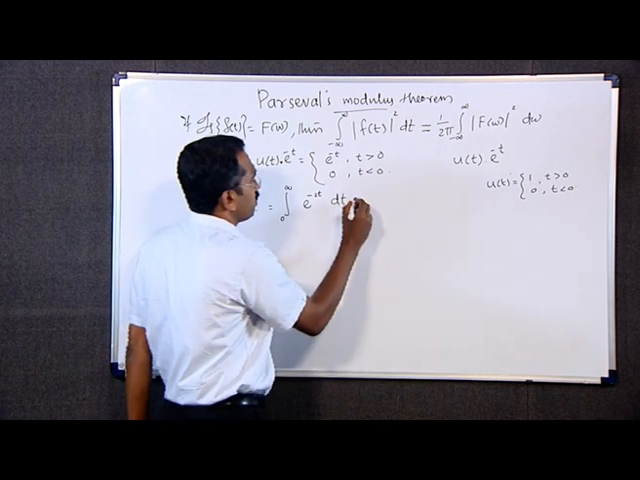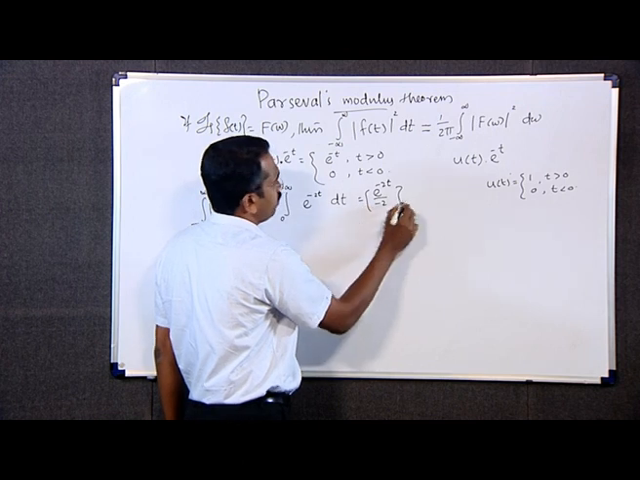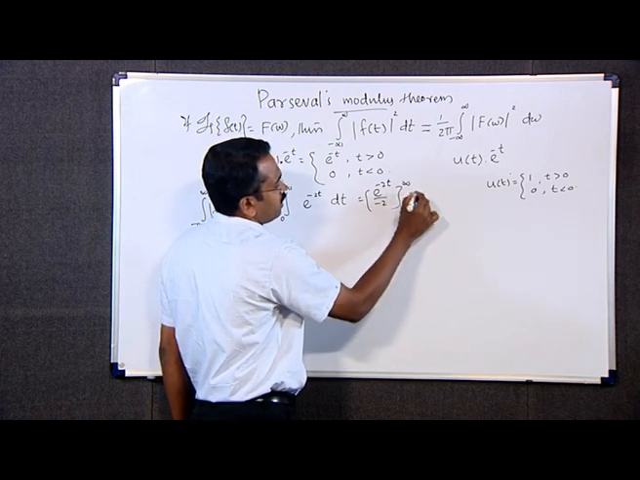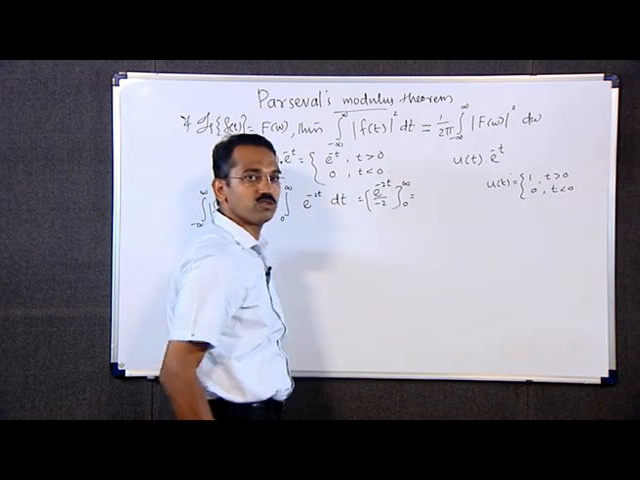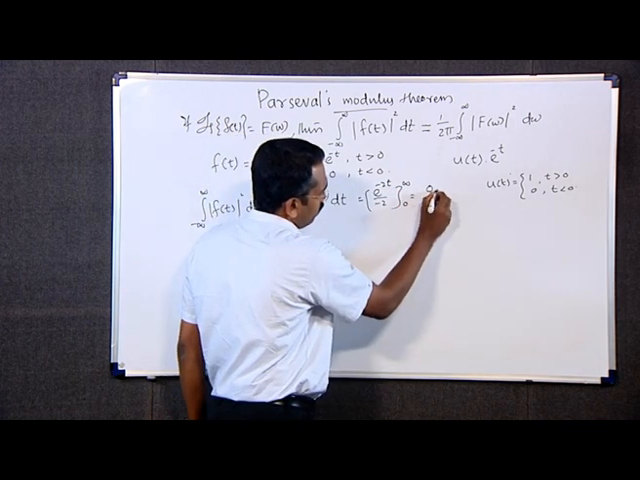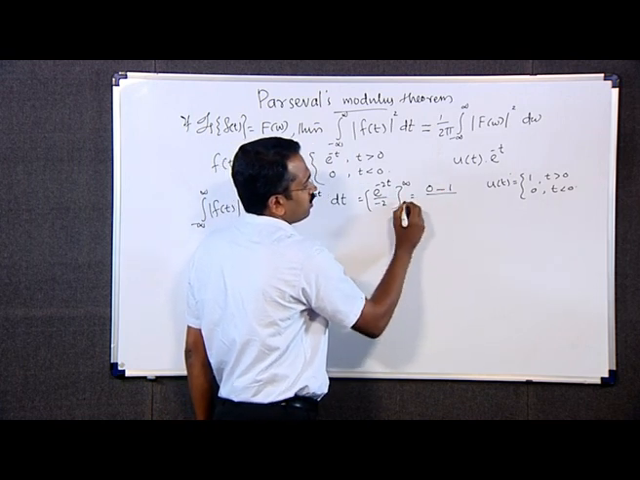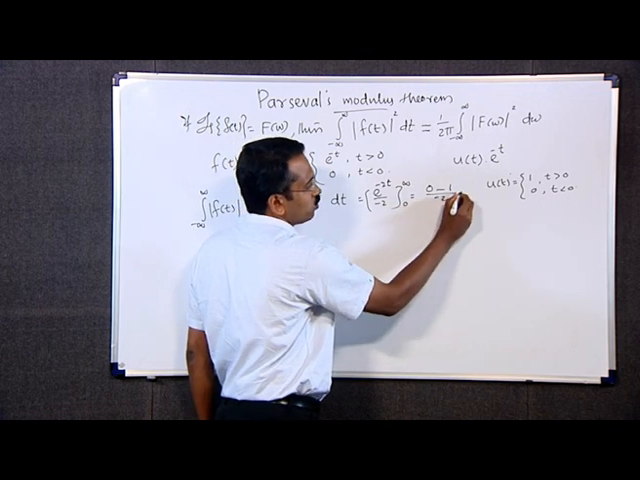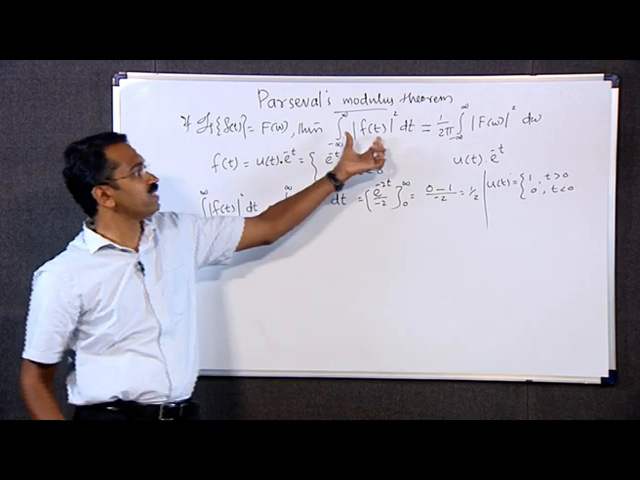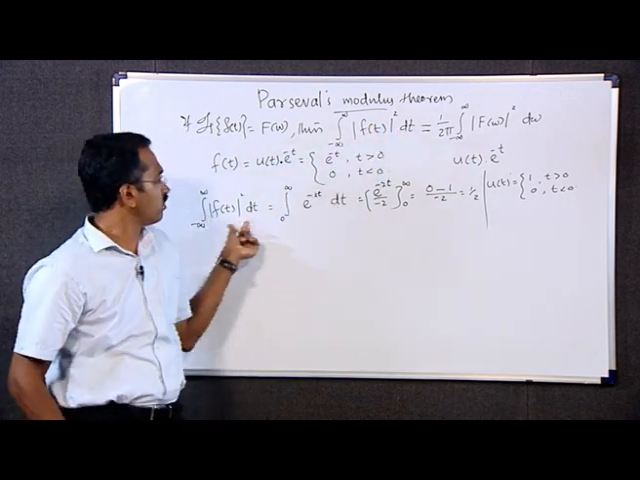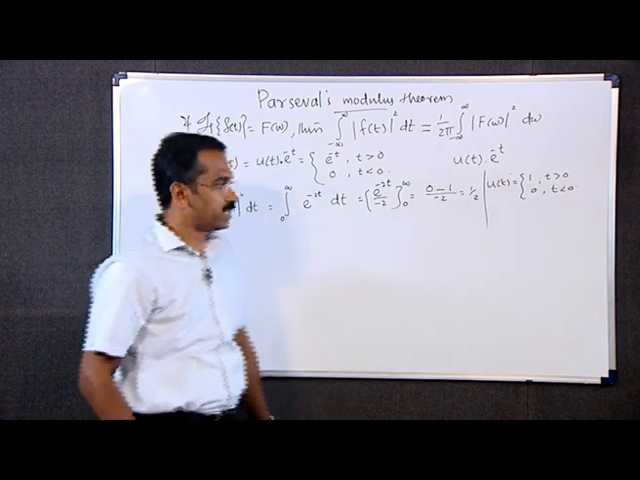On integration, we get e raised to minus 2t divided by minus 2 between the limits 0 and infinity, that is when t equal to infinity the numerator tends to 0, minus when t equal to 0 the numerator is 1. Therefore, 0 minus 1 divided by minus 2 means 1 by 2. That is, the left hand side of this identity is 1 by 2 for the given function u of t into e raised to minus t.